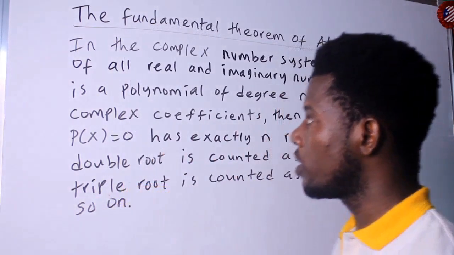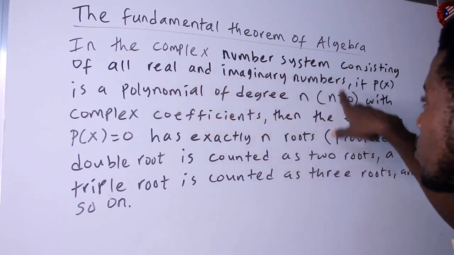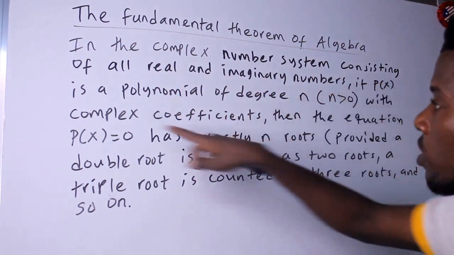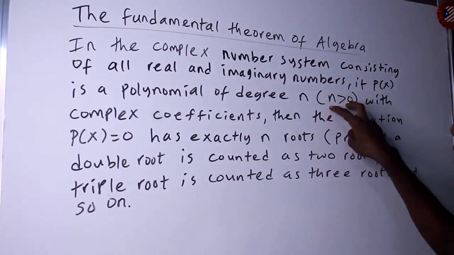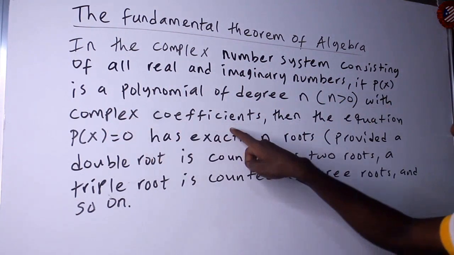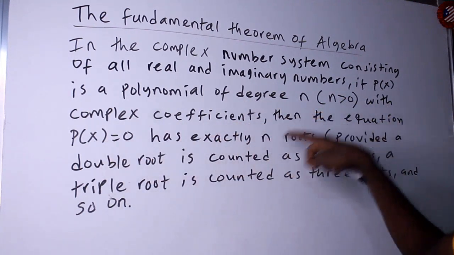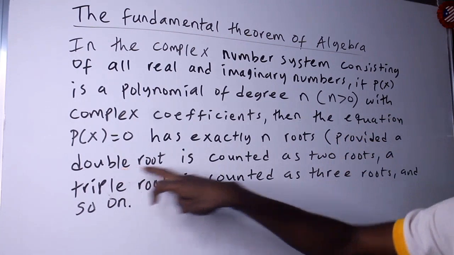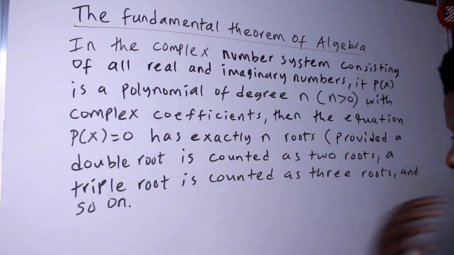So let's read the definition. In the complex number system consisting of all reals and imaginary numbers, if a polynomial p of x of degree n, in this case n should always be greater than 0, with complex coefficients, then the equation p of x equals 0 has exactly n roots, provided a double root is counted as 2 roots, a triple root is counted as 3 roots, and so on.